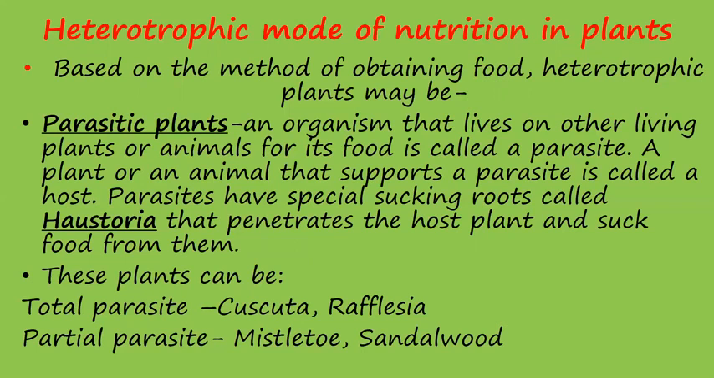So what are parasitic plants? An organism that lives on other living plants or animals for its food is called a parasite. A plant or an animal that supports a parasite is called a host. Or you can say an organism from which the parasites obtain food is called a host.